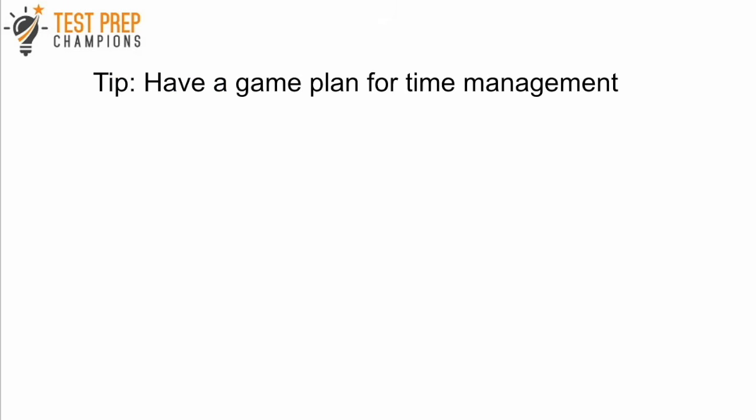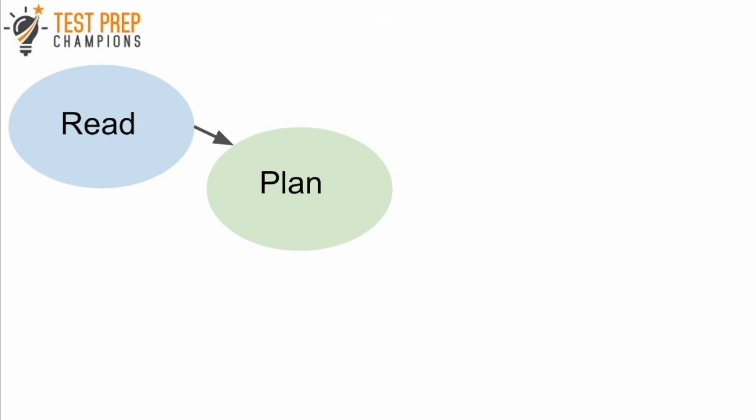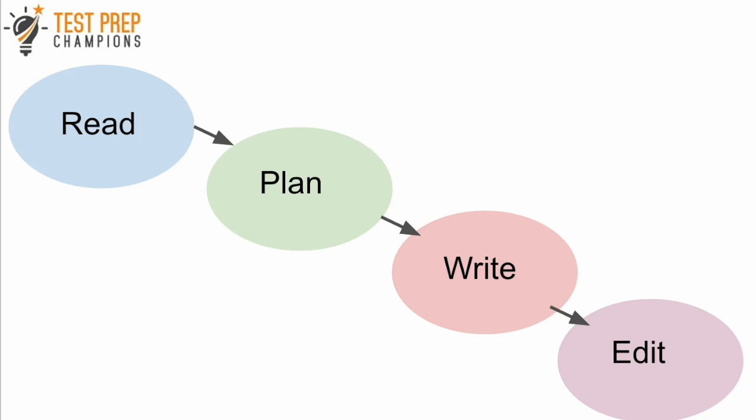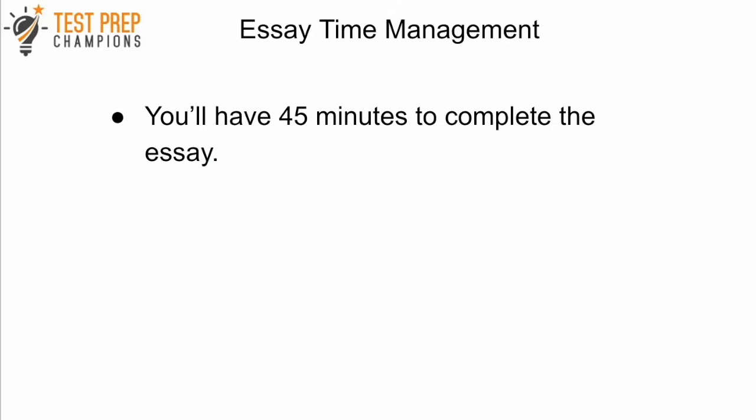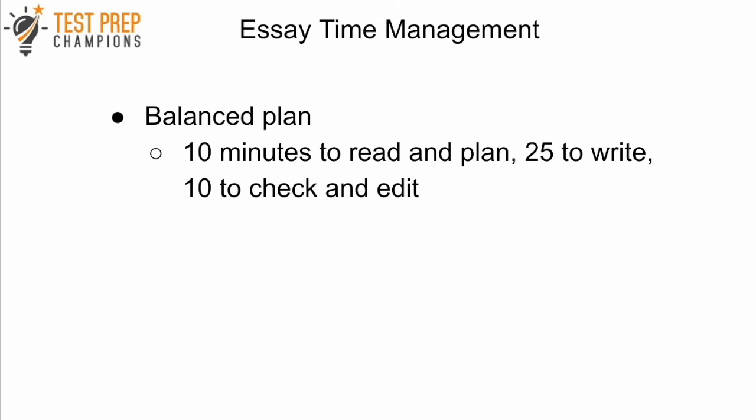The next tip is to have a game plan for time management. We can break time management up into 4 different phases. There's reading, planning, writing, and editing. Know that you'll have 45 minutes to complete the essay. One strategy for time management is the balance plan. This involves 10 minutes to read and plan, 25 to write, and then 10 minutes to check and edit.